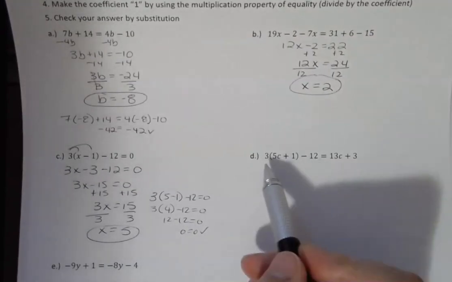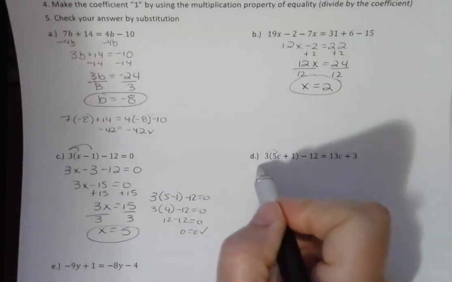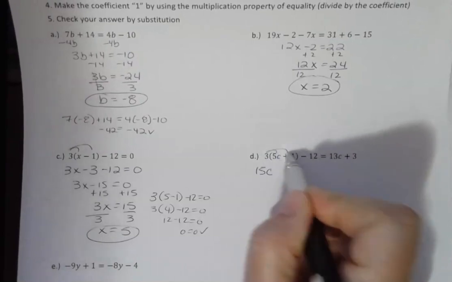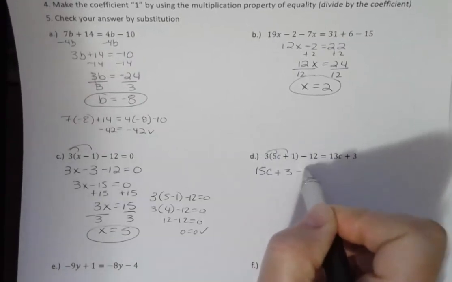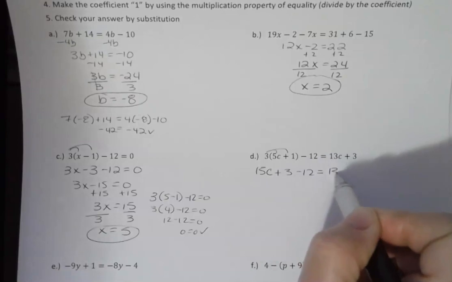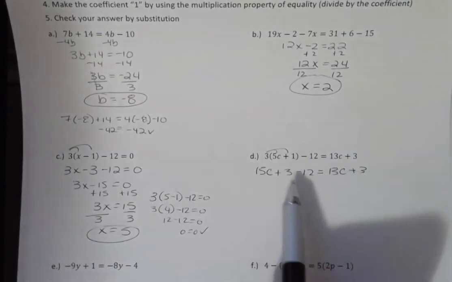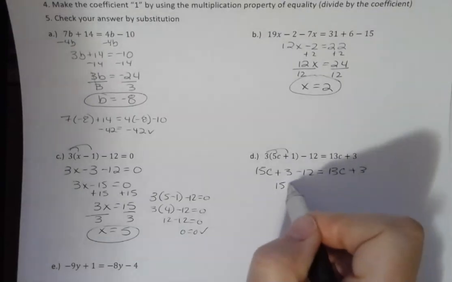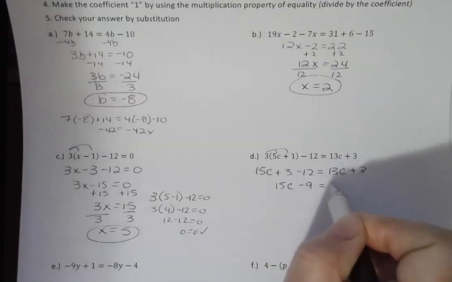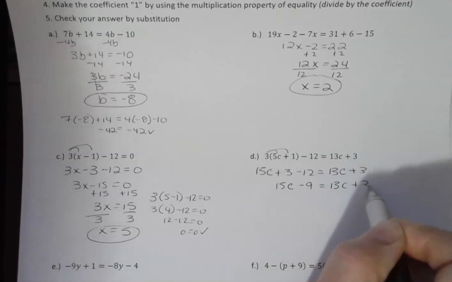Here we do need to get rid of parentheses again. 3 times 5c is 15c. 3 times 1 is 3. We don't have to do anything to the right side. Then we're going to combine like terms over here. We have 15c minus 9 is 13c plus 3.